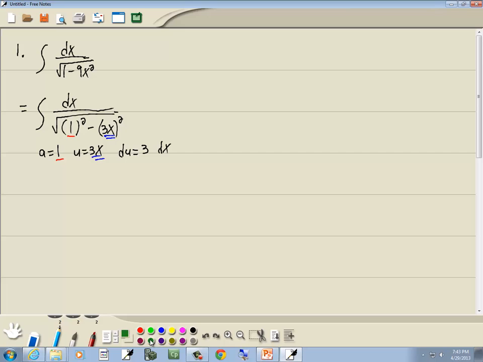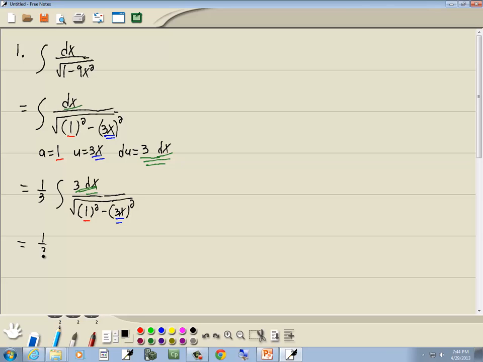The 3 dx, well, we have the dx, but we don't have the 3. So we need to put a 3 in there, and I'll offset it with a 1/3 out in front. Because if you put a number inside, you have to offset it with the reciprocal out in front. There we go. So now this is accounted for, this is accounted for, and 3 dx. So everything's accounted for.